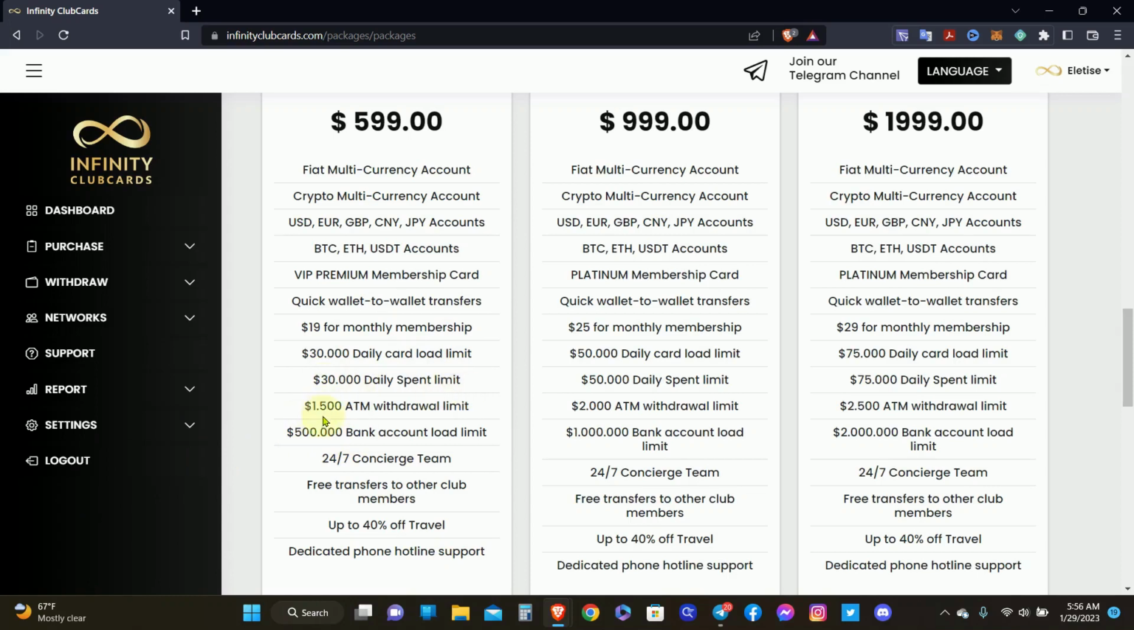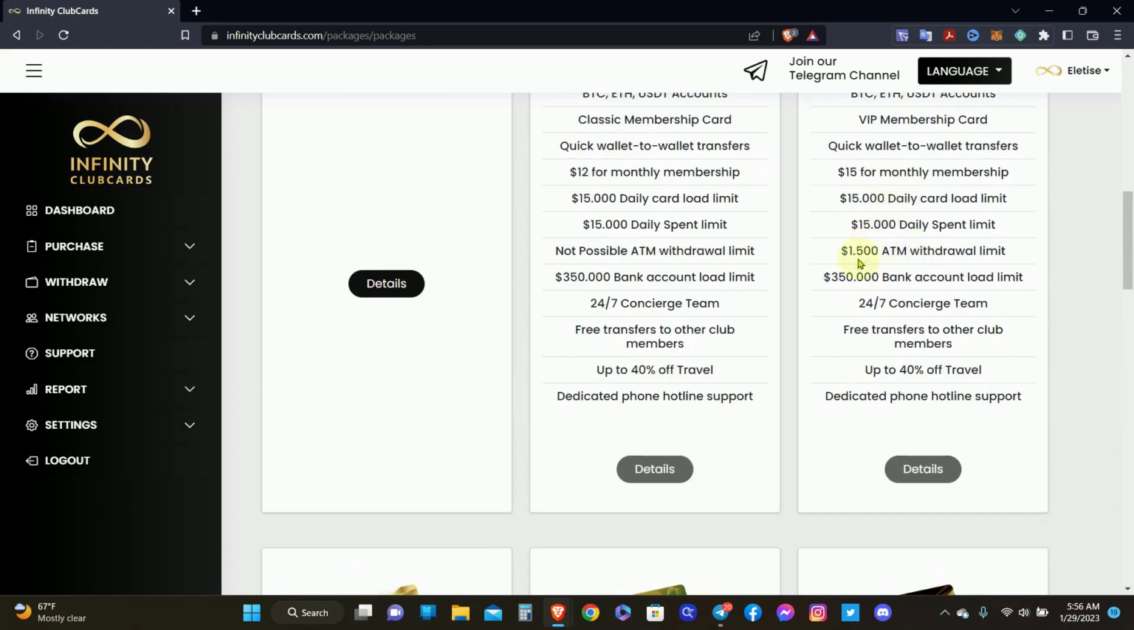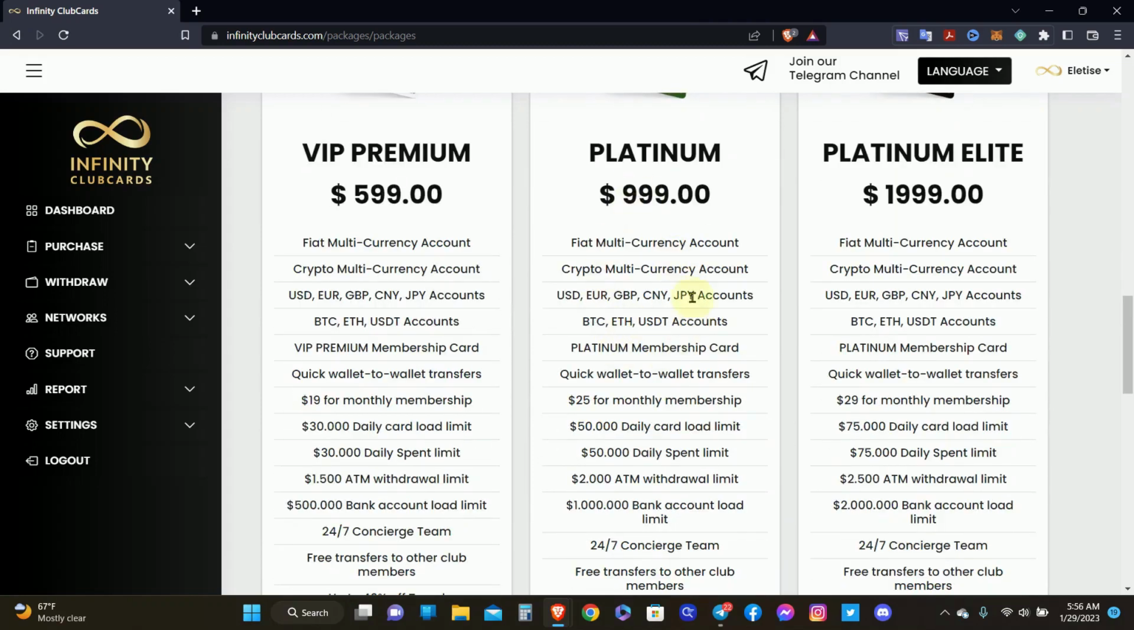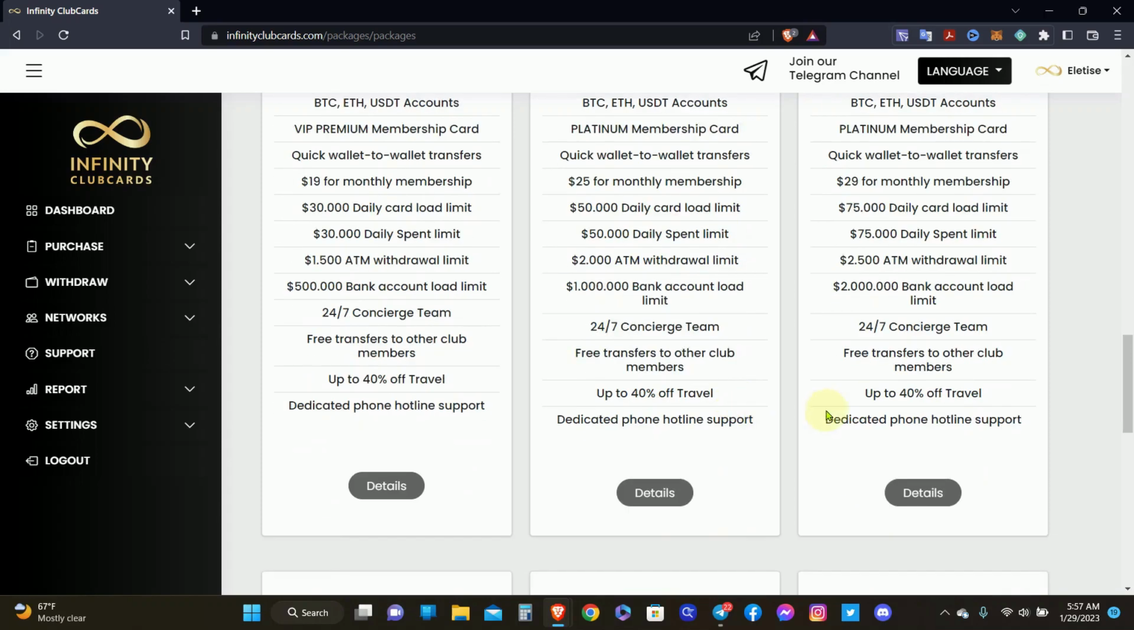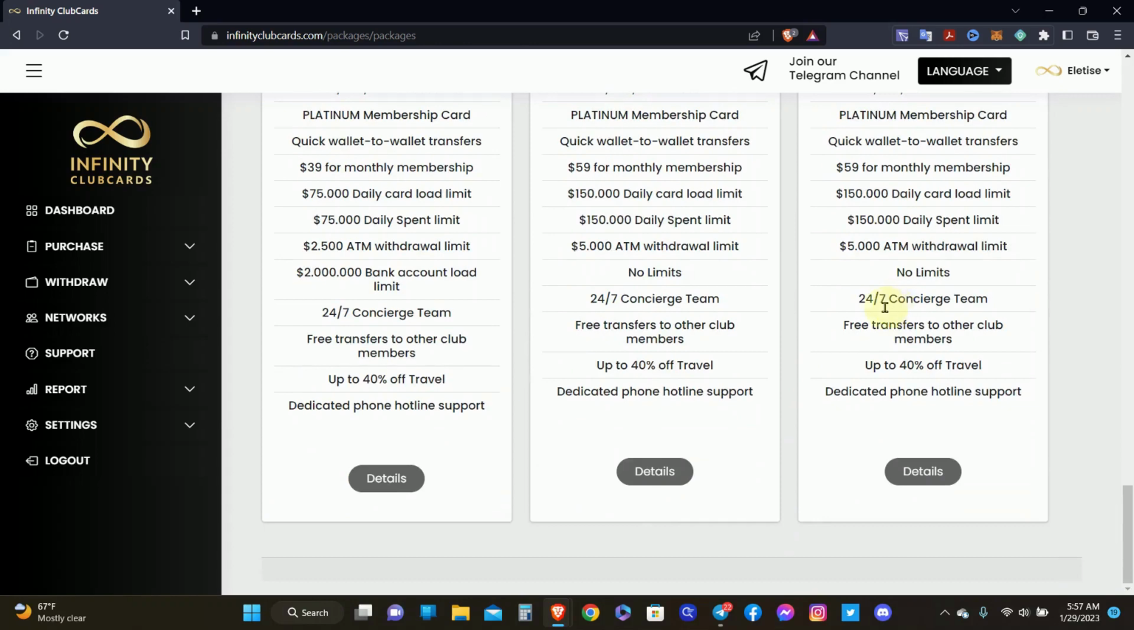$30,000 spending limit per day and a $1,500 withdrawal limit from the ATM. So it's the same thing as right here, $1,500 as well for the ATM withdrawal limit. Then you come down to the platinum card, which is $1,000 for this one, with a $50,000 daily spend limit and a $25 monthly membership fee. And it's a $2,000 ATM withdrawal limit. You can deposit up to $1,000,000 at this moment with this card. Okay. And you can just keep going down and see all the different cards that they offer.